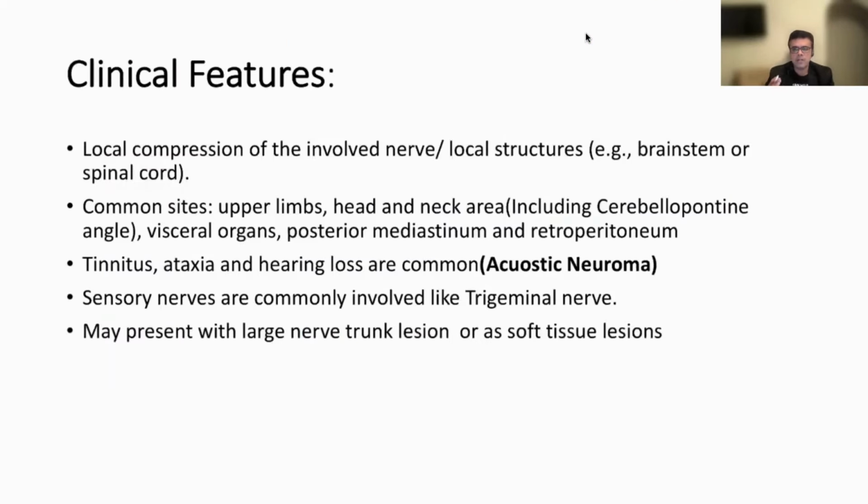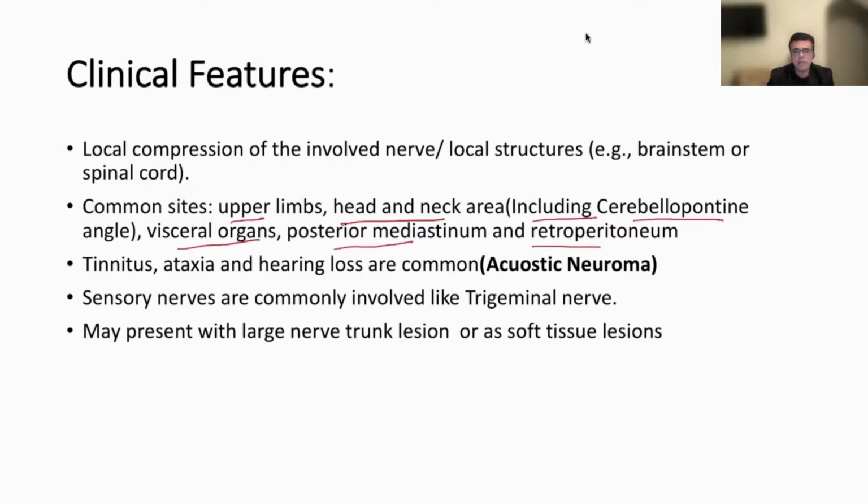Now let's come to the clinical features. There is local compression of involved nerves, and local structures such as the brainstem and spinal cord, from where the nerve arises, get compressed. The common sites where it arises are the upper limbs and the head and neck area. In the head and neck area, the common area includes the cerebellopontine angle, CP angle we call it. Various internal visceral organs can get schwannomas. Posterior mediastinum and retroperitoneum can also have schwannomas.